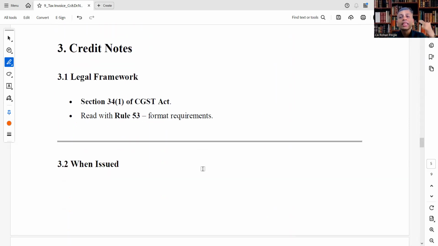Now we are moving to the third part of today's topic, credit notes. What is the legal framework for credit notes? Section 34, subsection 1 of the CGST Act talks about credit notes, and Rule 53 gives us the format requirements of the credit note. So Section 34 subsection 1 and Rule 53 deal with the credit note.